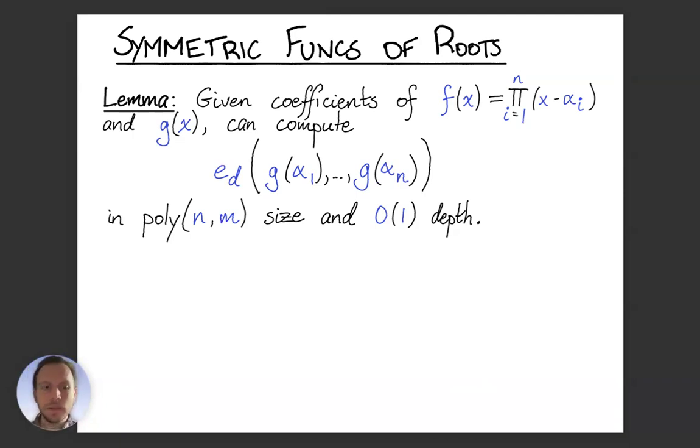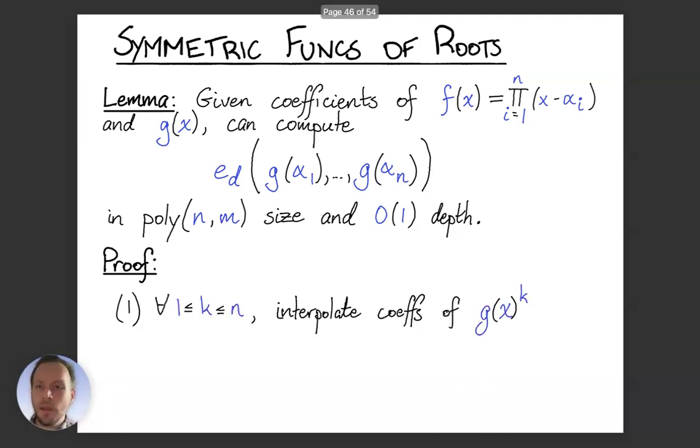How do we do this? Well, it's a simple extension of the algorithm from the previous slide. The first step, we're going to interpolate the coefficients of powers of g. So we'll get the coefficients of g squared, the coefficients of g cubed, g to the 4, all the way up to g to the n.